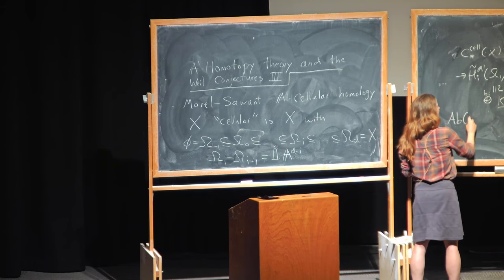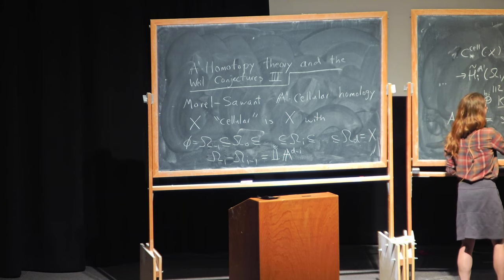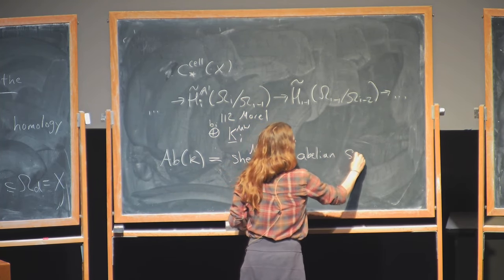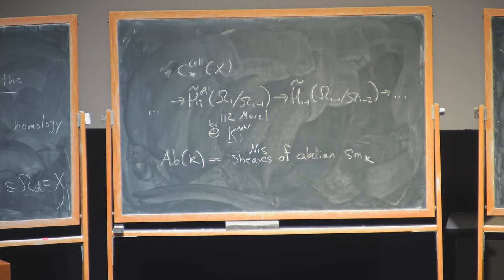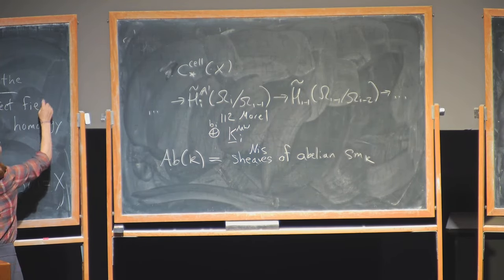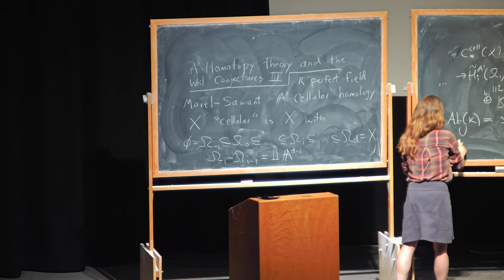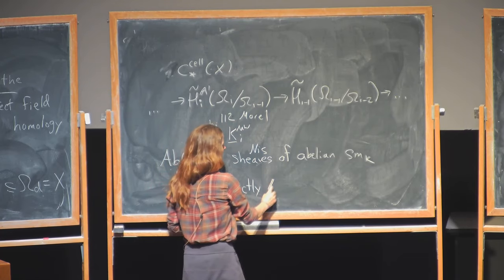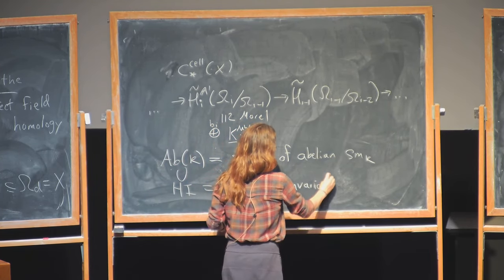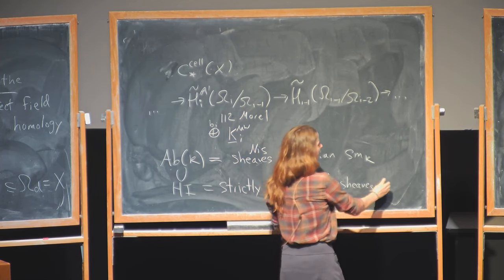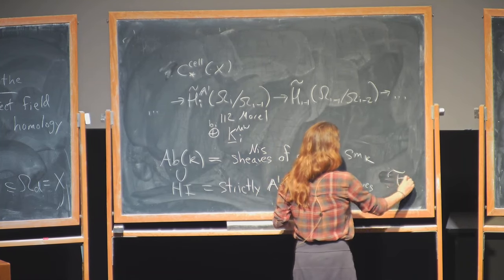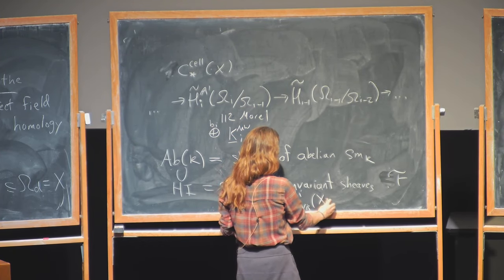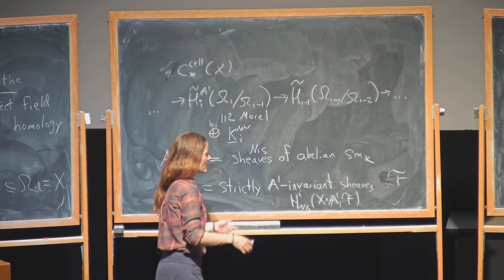So we'll let Ab_K be the abelian category of Nisnevich sheaves of abelian groups on smooth K-schemes, where K is a perfect field. And inside here, Joseph was looking at these strictly A1-invariant sheaves, in the sense that for sheaves F, the ith cohomology for all i on X cross A1, for all X, is the same as the ith cohomology on X.